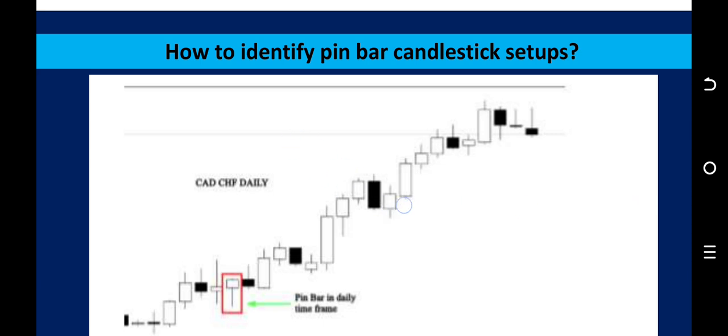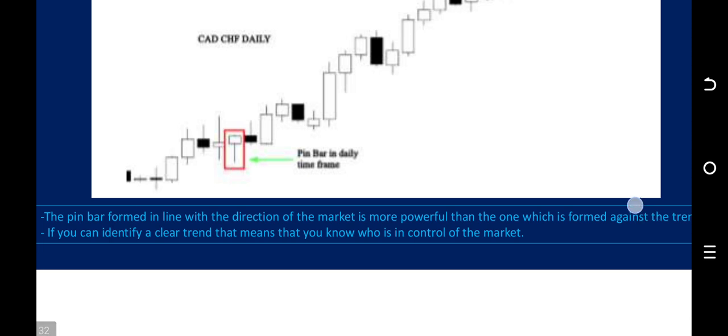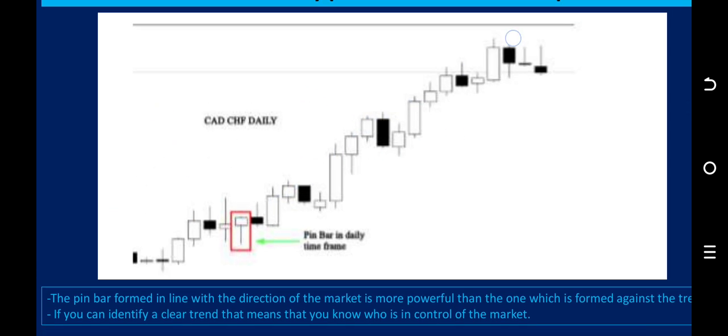Don't just use it to trade on its own. You must also use it along with other indicators. When I mean indicators, it simply means your trend lines and probably your support and resistance. Look at the pin bar. This shows that there is bullish intention. Can you see? The moment this pin bar appears here, look at the way the price moves up.